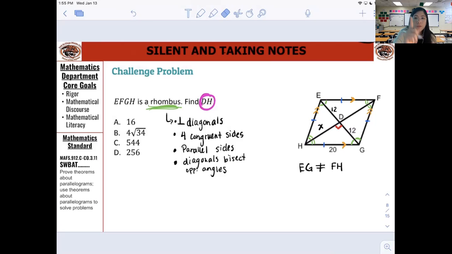There's one crucial piece of information that we can use. Yes, the 12 and the 20 will be very useful to us. What's BH?